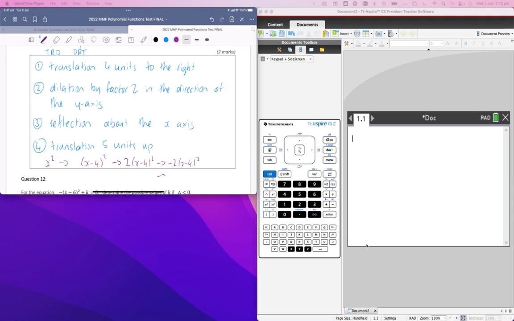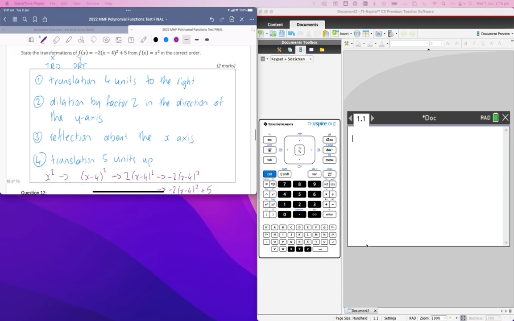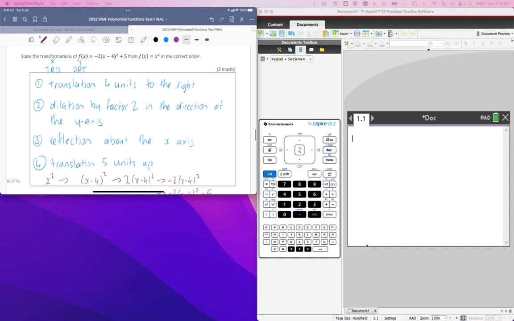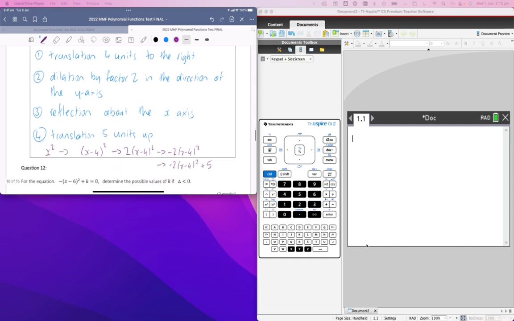And then the last one would be a translation 5 units up. So that's a transformation of the output. So I replace the old function, minus 2 times x minus 4 all squared, with the same function but a +5 at the end because it's translated up. And then I can have a look at it and go, minus 2 outside of x minus 4 all squared plus 5 is what I was given, and my transformations give it to me. So if you've got time, actually writing out your transformations like I've done here is a good way of checking to make sure you've got it right.